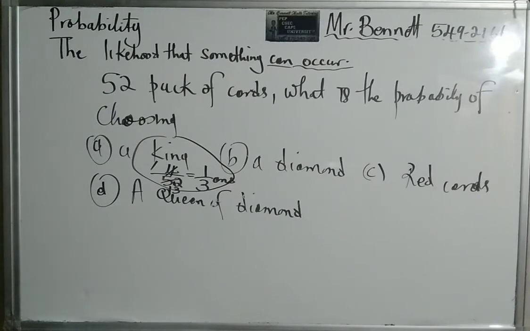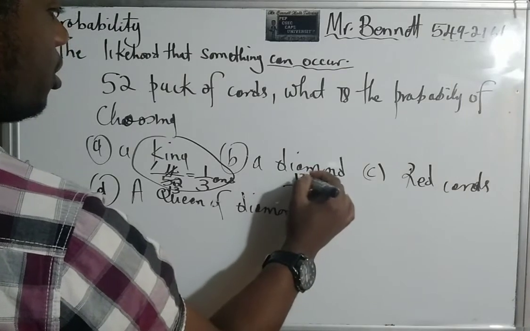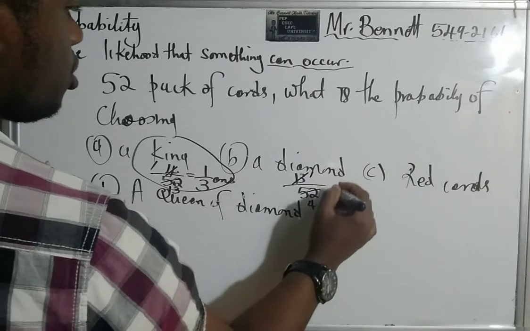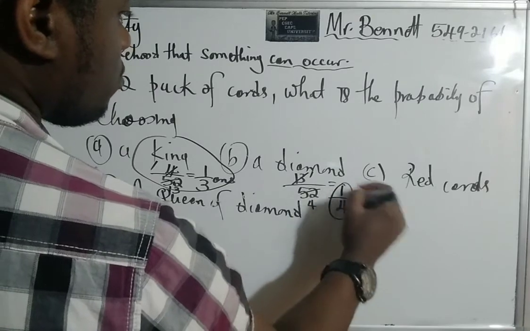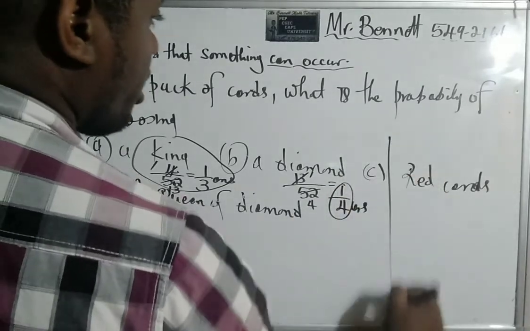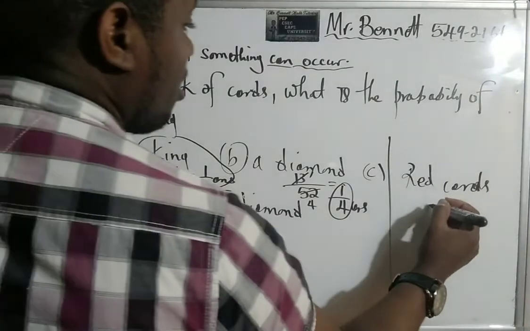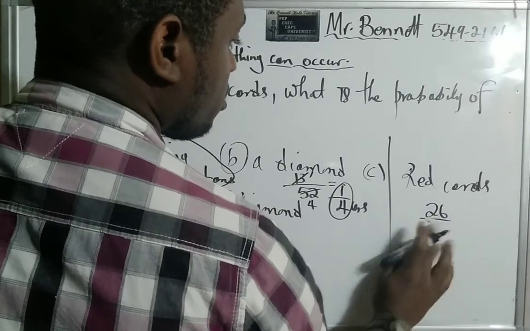A diamond. Now, in the deck there are 13 diamonds, and the total is out of 52, so it's 13 over 52, and 13 into 13 is 1, 13 into 52 is 4. So the probability of choosing a diamond is a quarter. Now a red card, it can be a heart or a diamond, so that's basically a half. So it's 26 out of 52.